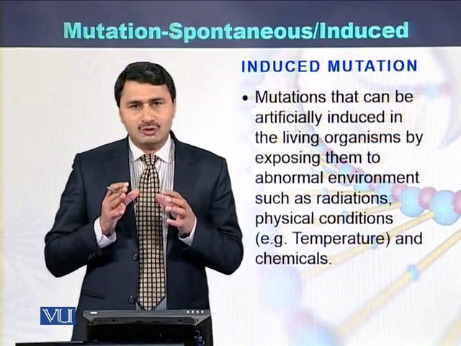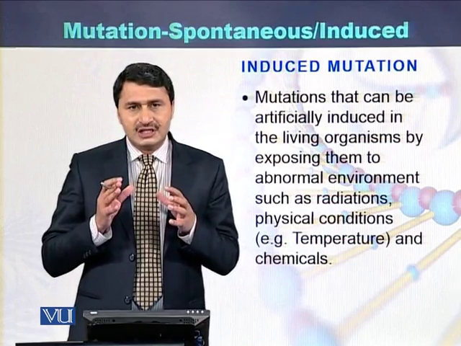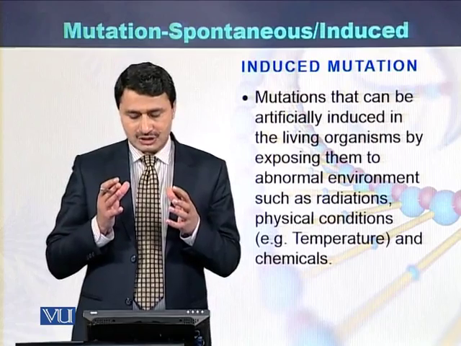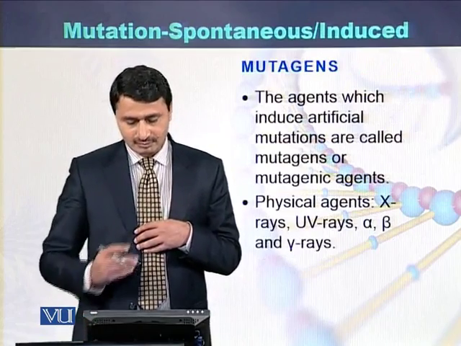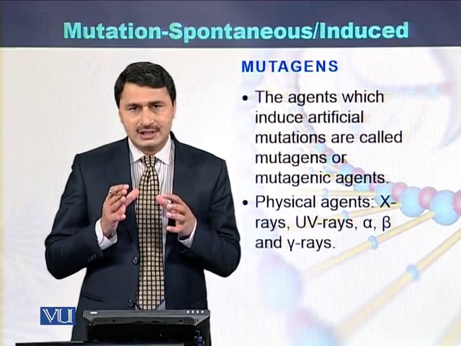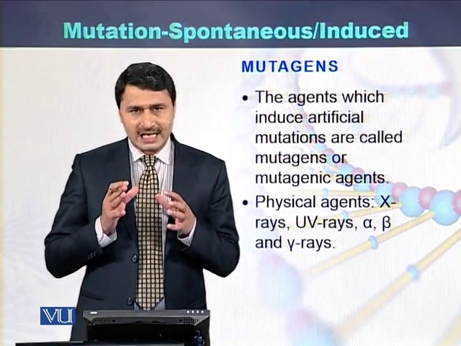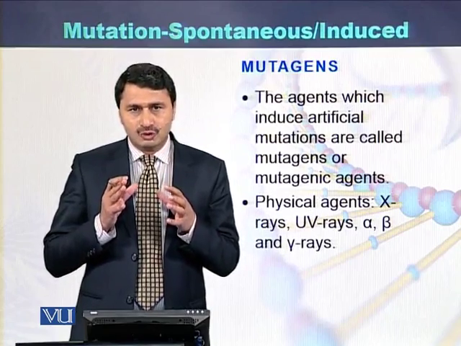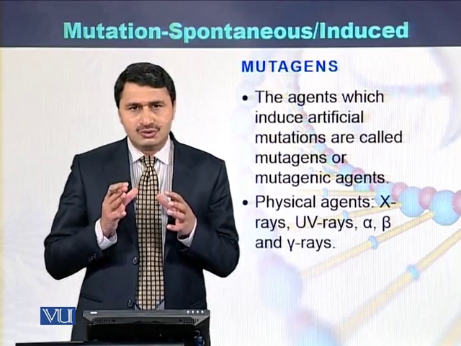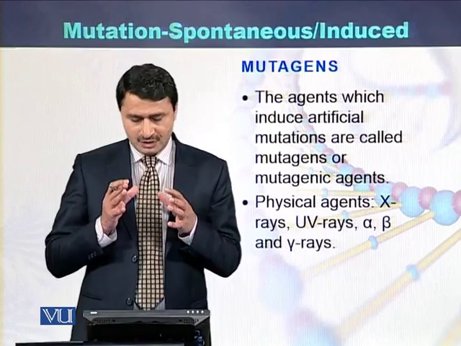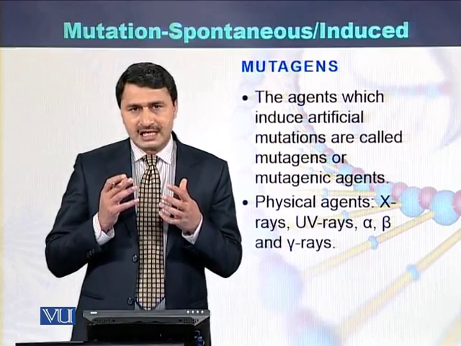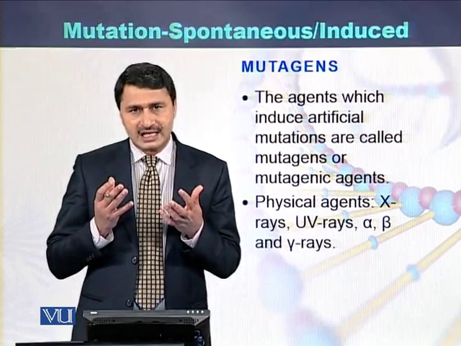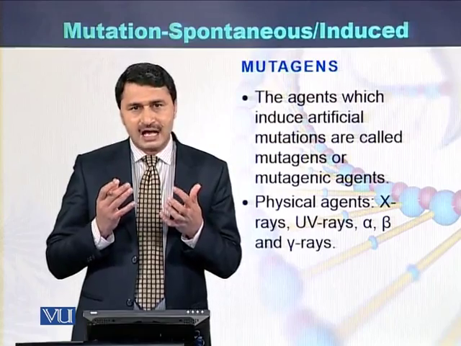Induced mutations are those mutations which are artificially produced in the DNA. There are certain mutagens or mutagenic elements which are present in the environment, or are chemically synthesized. Those mutagens are used to induce mutations in organisms. They can be physical agents like X-rays, alpha rays, beta rays and gamma rays, which are present in our environment.